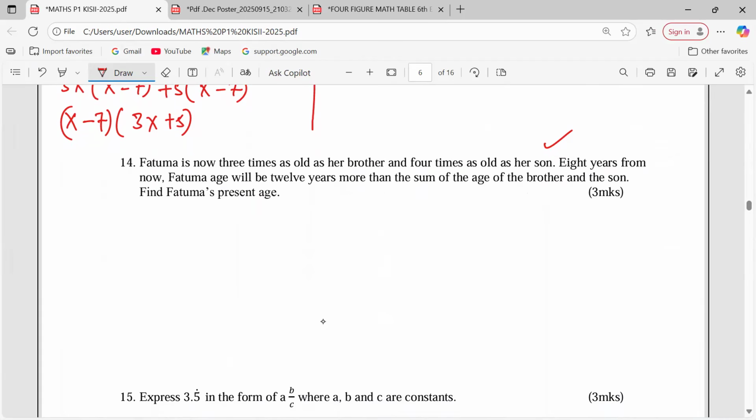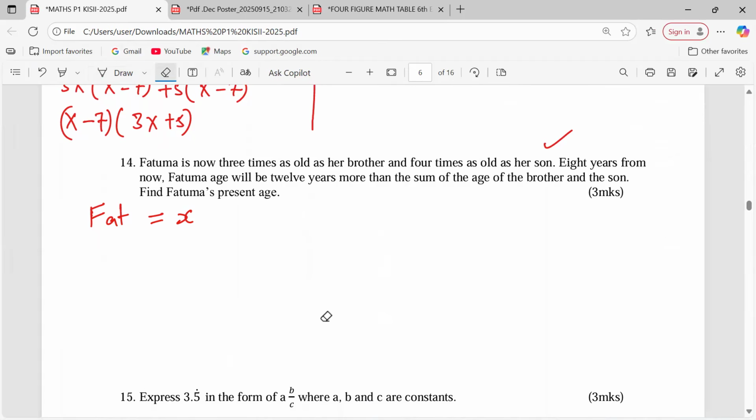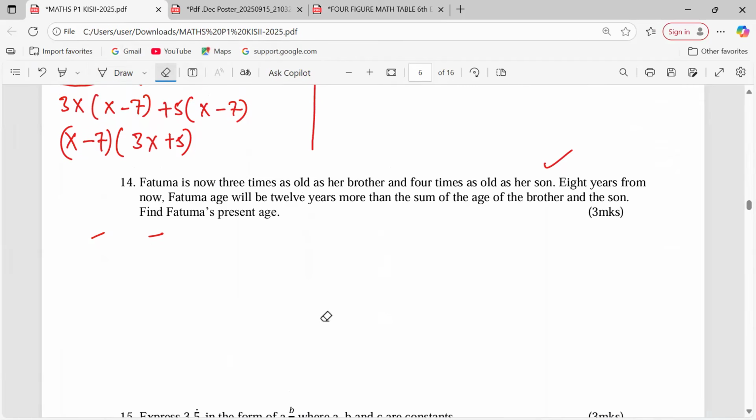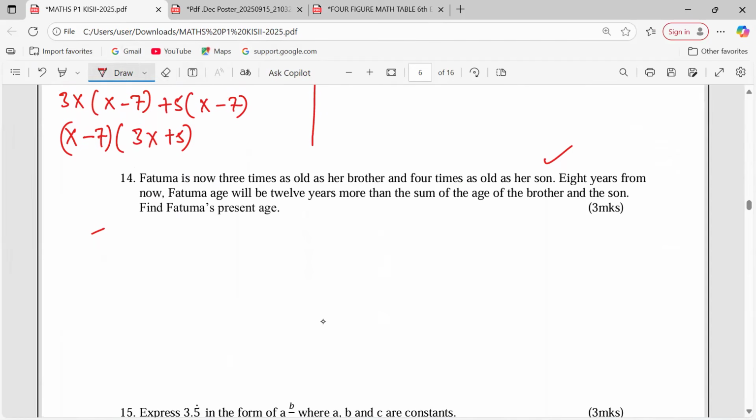Now we are talking about Fatuma. Let's start by expressing Fatuma's age. Fatuma is said to be X. Then currently, Fatuma is 3 times as old as her brother. Or we can let the brother be X. Let's have the brother to Fatuma being X. We can get a better expression that way. So the brother to Fatuma is X, so that Fatuma is now 3 times as old.